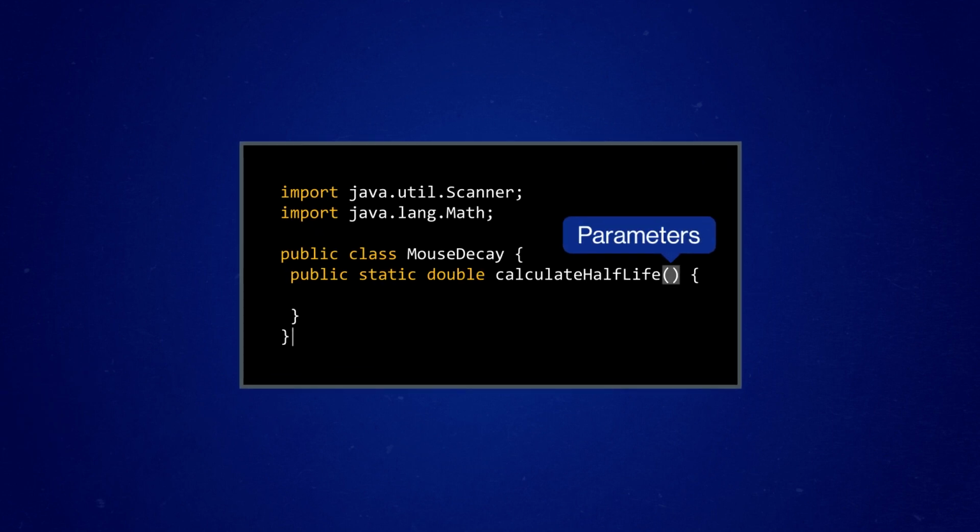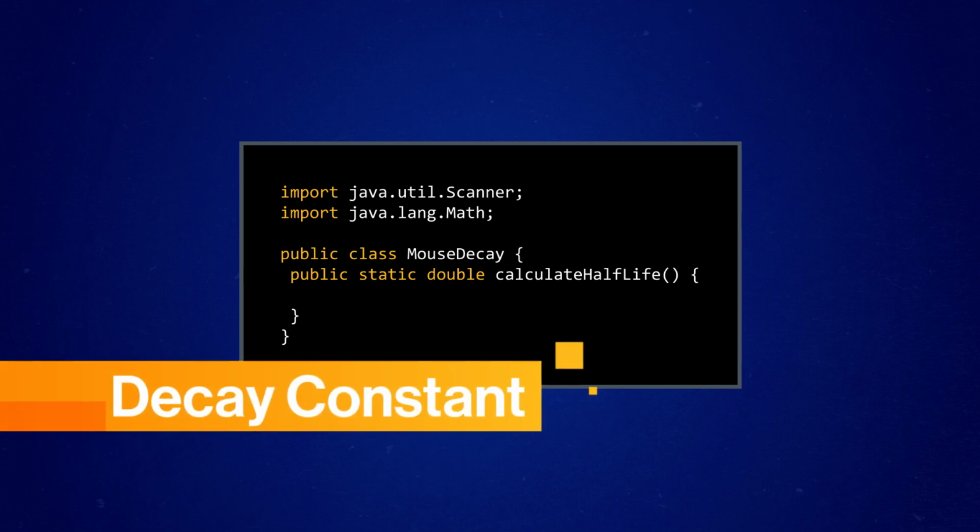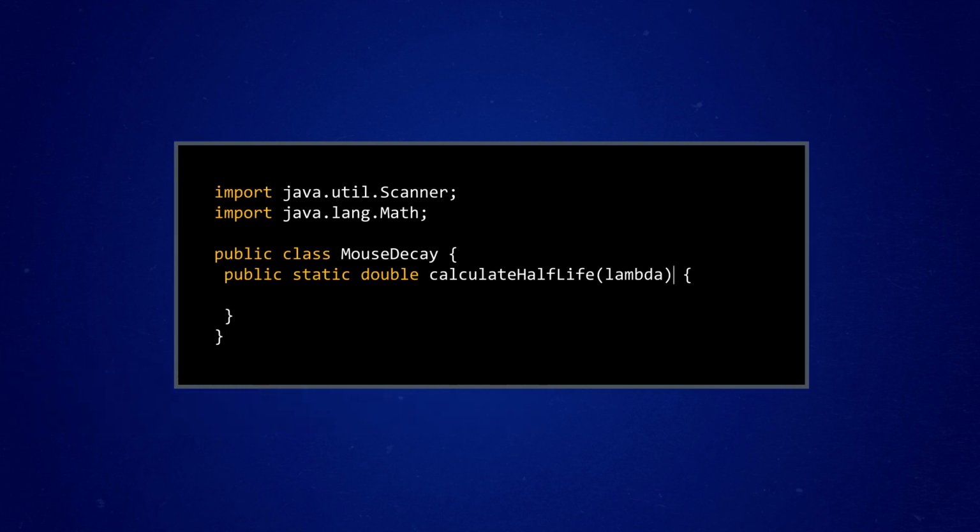Inside the parentheses of our method header, we need to include the variables that the method needs to do its work, which are called parameters. The only parameter this method needs is the decay constant of a specific radioactive material, which is a number physicists have already measured. To keep consistent with what we wrote before, let's name this variable lambda. And because we're working with decimals, we need to specify that lambda is a double-type variable.